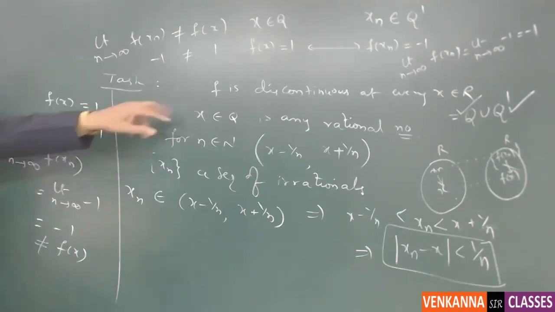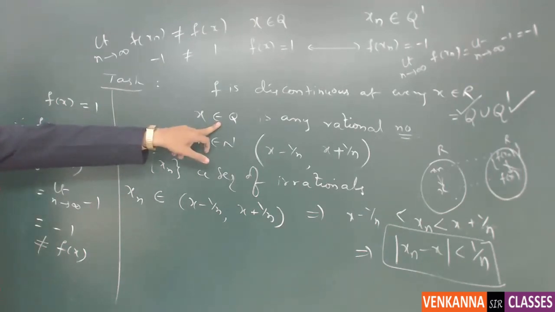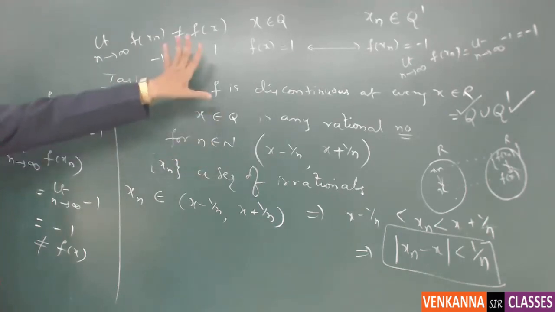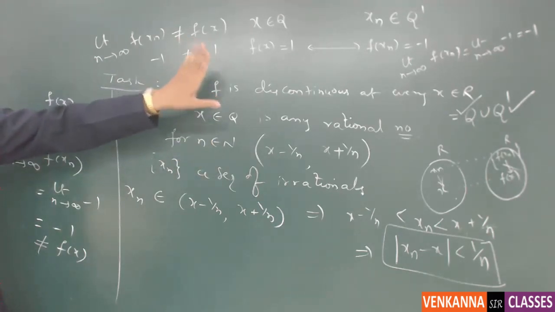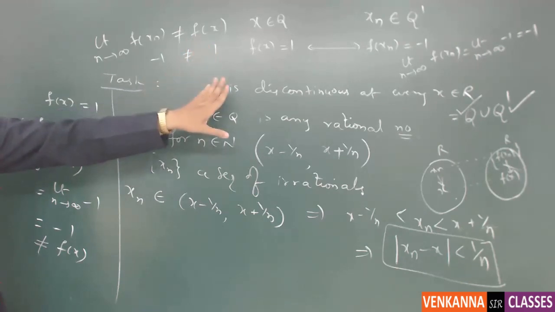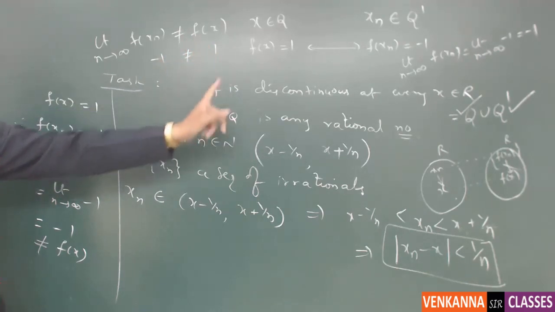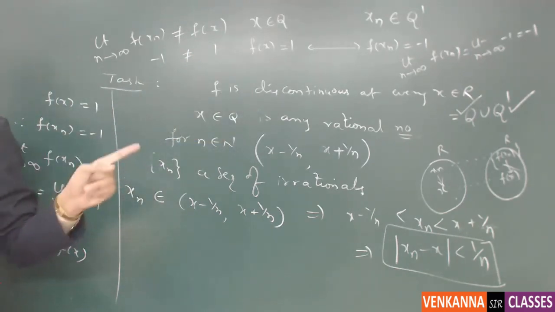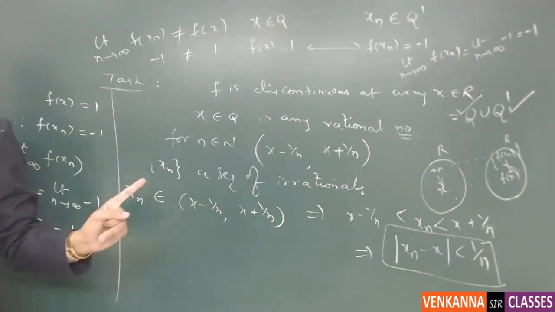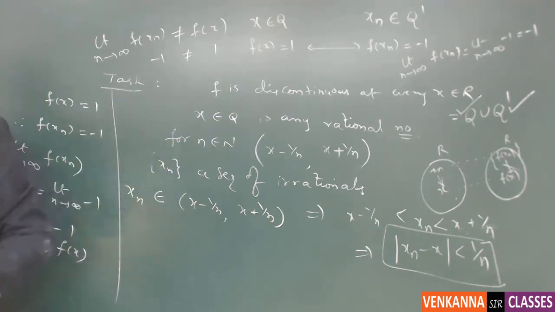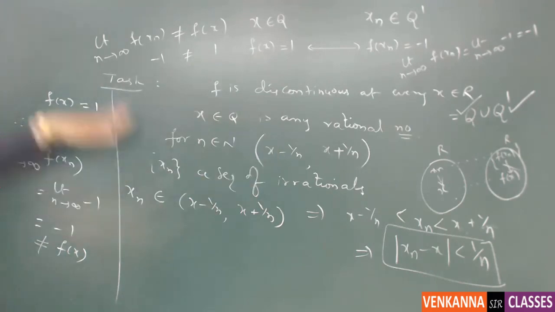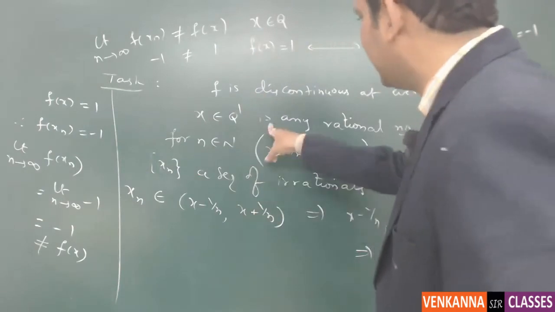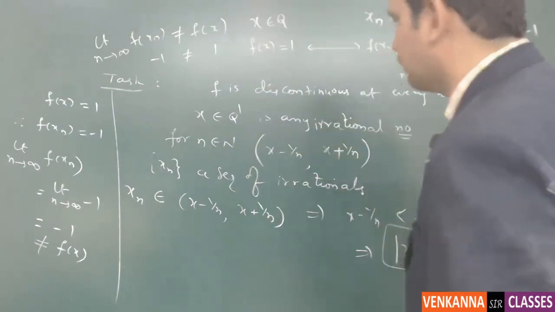So since you have taken that x is a rational number, from this part I have concluded that f is discontinuous at every rational number because x is rational. The other part is I have to prove that f is discontinuous at every irrational number. So the same steps will come. What I am going to do? Let x belongs to Q dash, any irrational number.